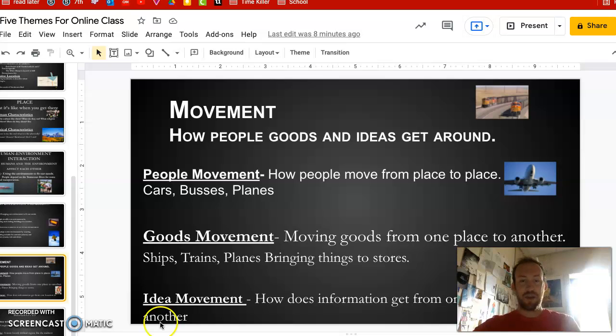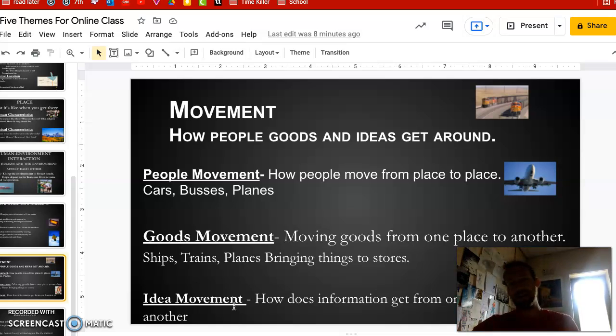And then the last way is ideas. How do our ideas and knowledge move around? So this could be through talking, like what I'm doing with you right now. I'm giving ideas. It could be through magazines, newspaper, our phones, email, Snapchat, Instagram, TikTok. All of those things spread ideas.